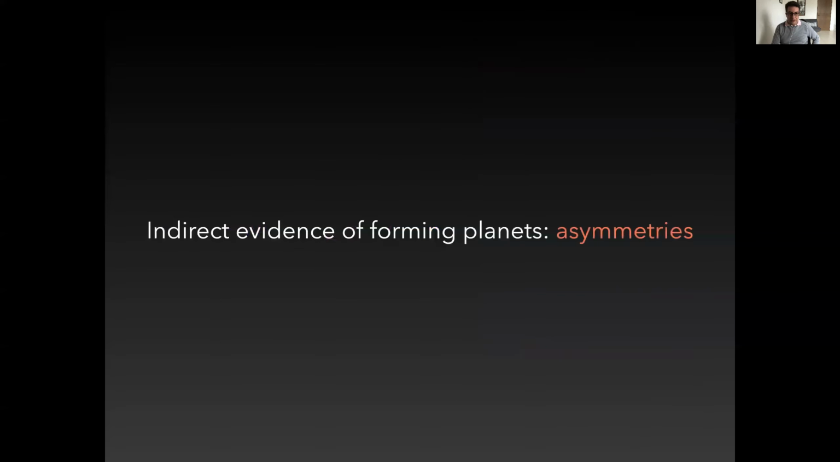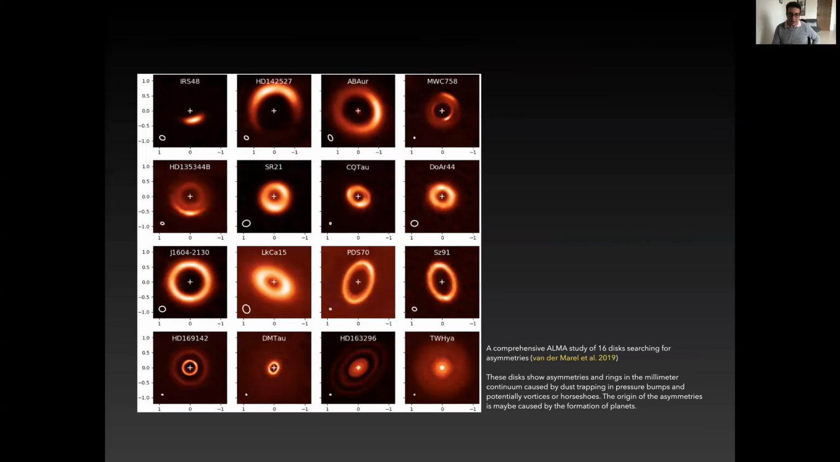If we look at different observations, we are going to have a better idea of how planets are actually forming. One indirect piece of evidence that planets are forming is the asymmetries. This is another survey that the people at ALMA have done. You can also see different disks, again in the continuum emission, the emission from the small particles in the disk.